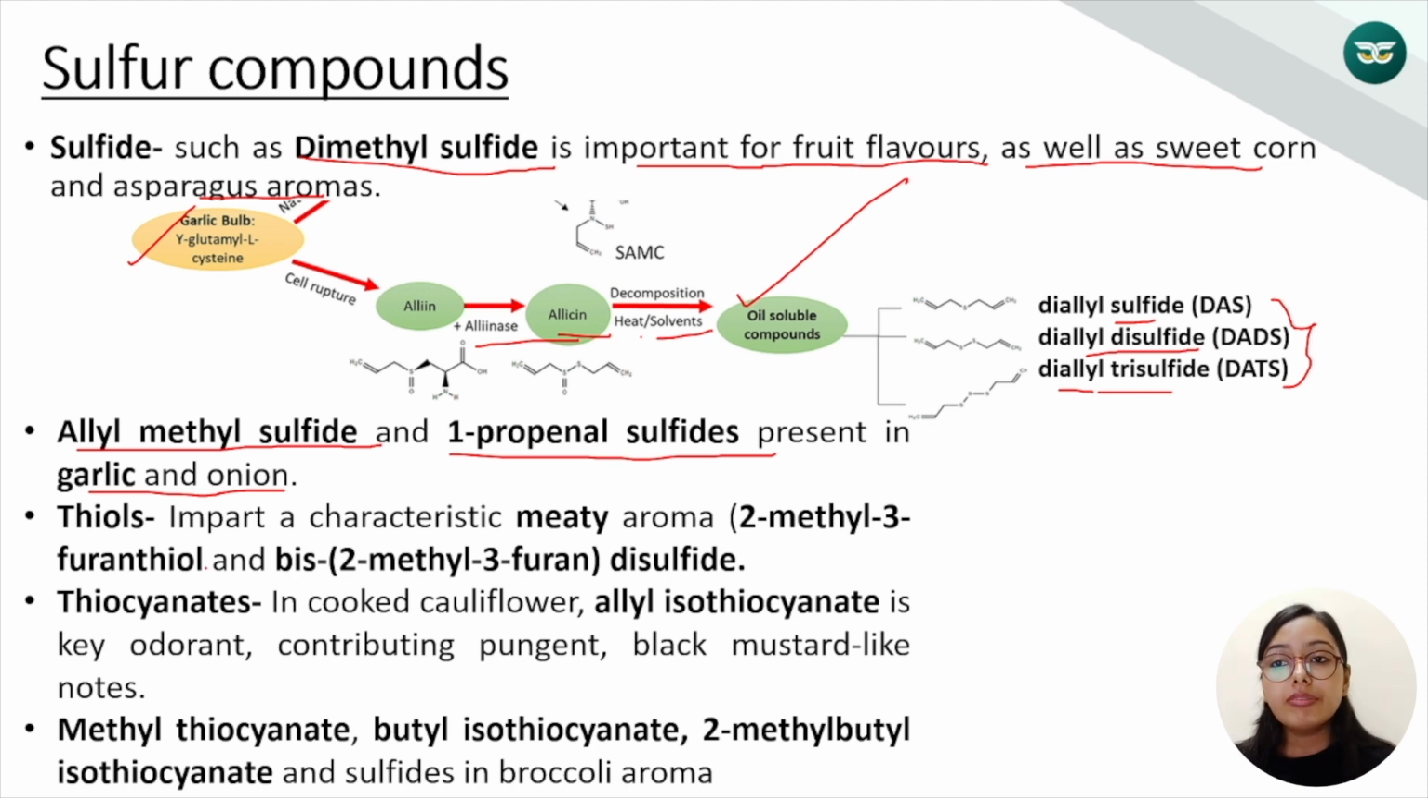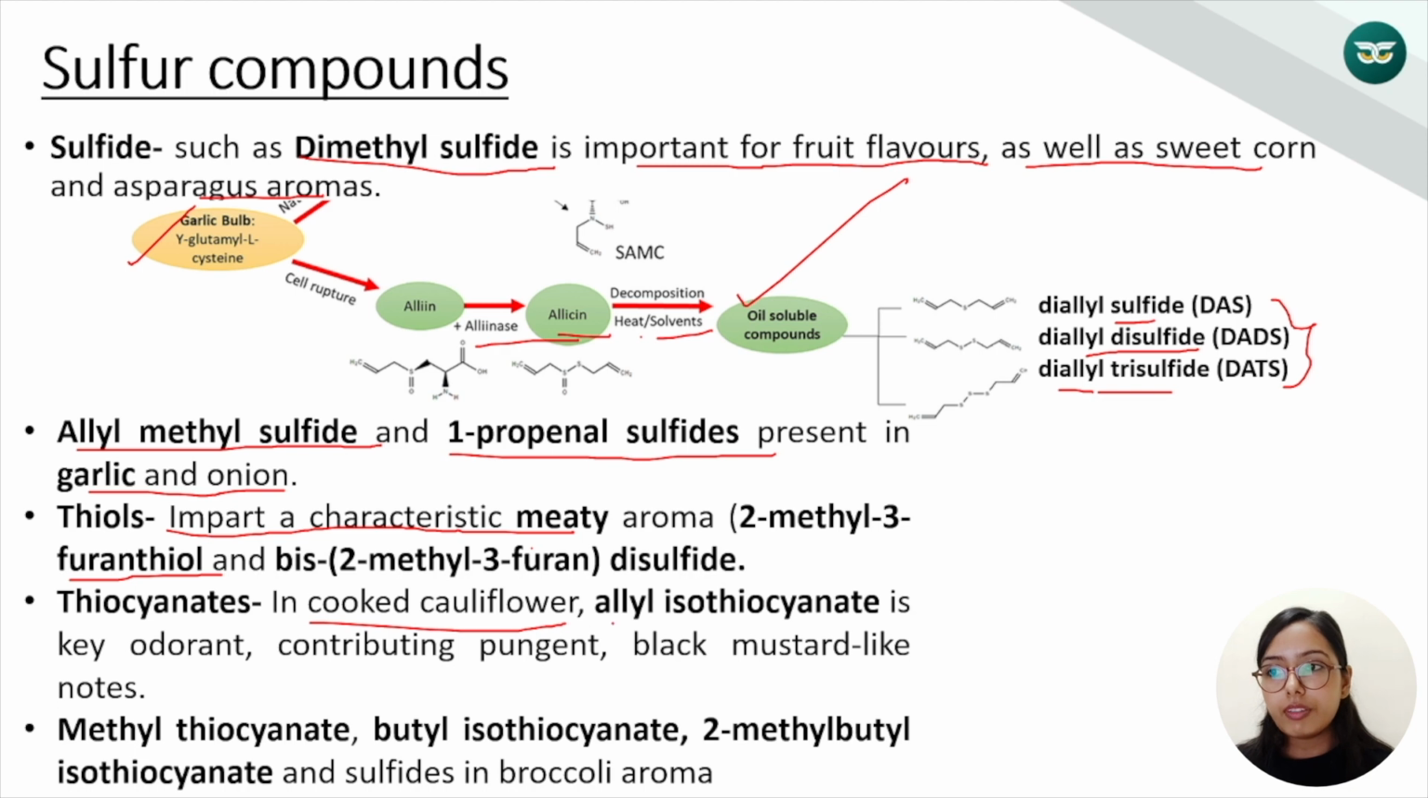Then we also have thiols, which are responsible for imparting a characteristic meaty aroma. For example, these meaty aromas are being generated by 2-methyl-3-furan-thiol and bis 2-methyl-3-furyl disulfide. Then we also have thiocyanate, which are responsible for giving the typical flavor in cooked cauliflower.